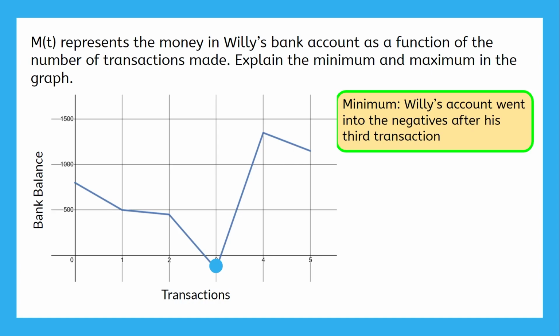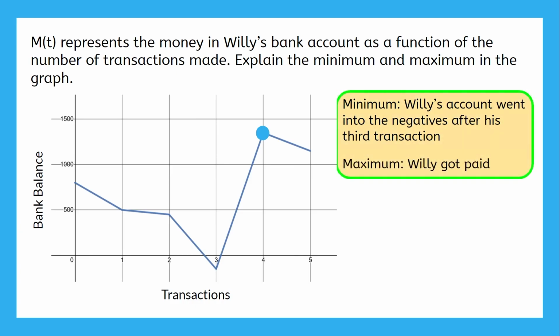Alright, so if 3 transactions made him go into the negatives, then what's up with the maximum at 4 transactions? How did he go from having negative money to having even more money than before? He got paid. Just in time, too, by the looks of it.